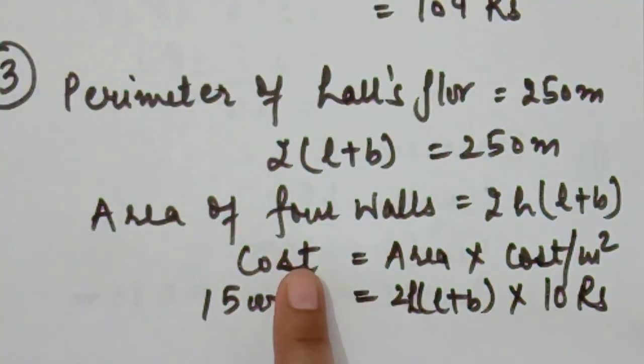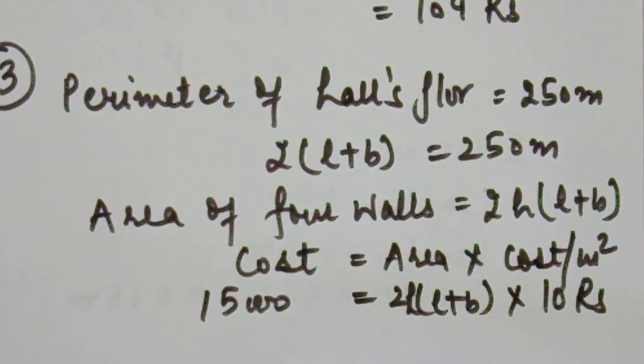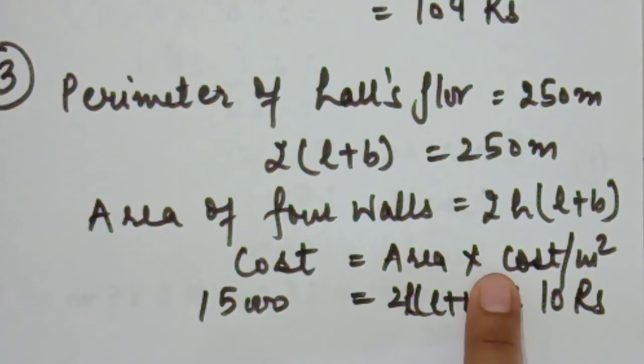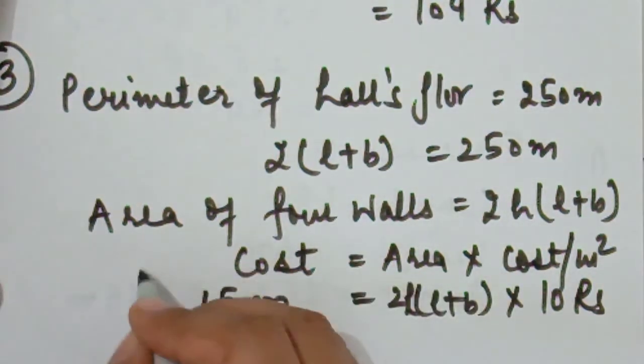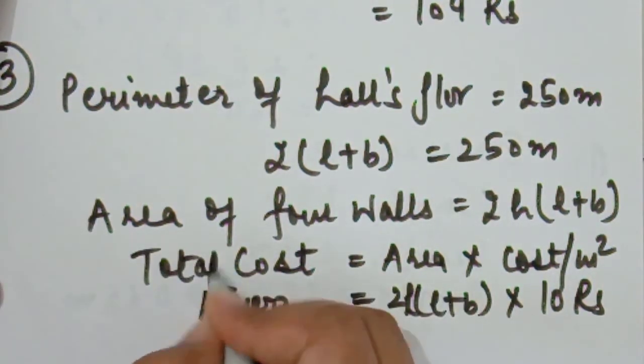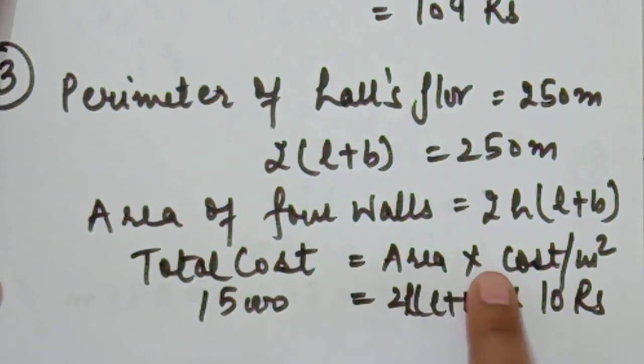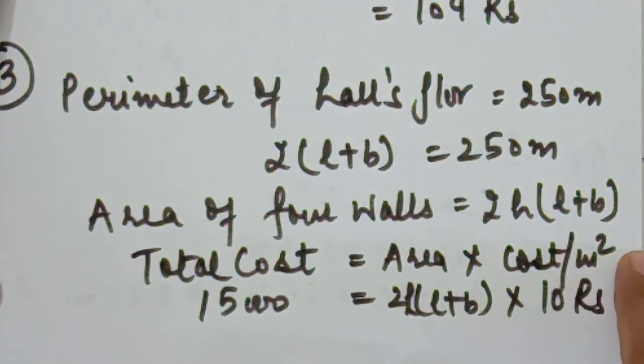We always find the cost like this: if this is the area of the floor, and this is the cost of the flooring of the tiles per meter square, then to find the cost you always multiply the cost per meter square with the total area. So I write like this, that we find the total cost as the area of the 4 walls multiplied by the cost of painting per meter square.